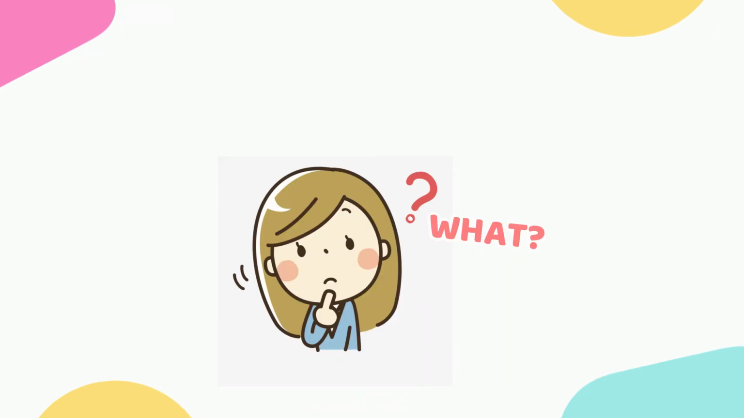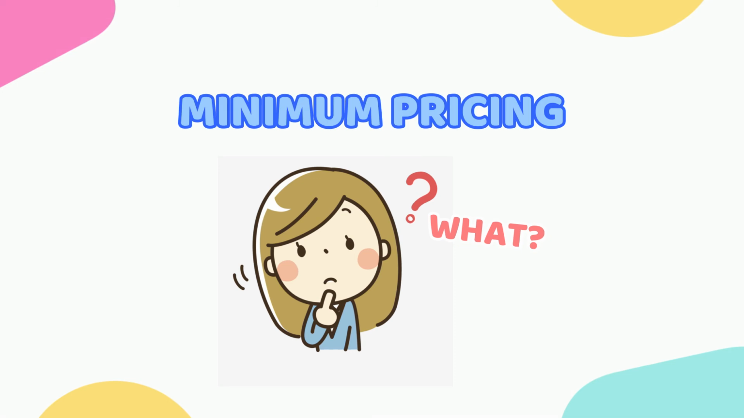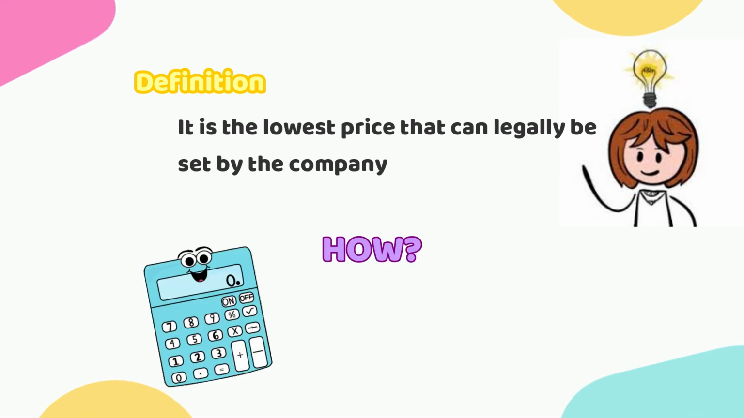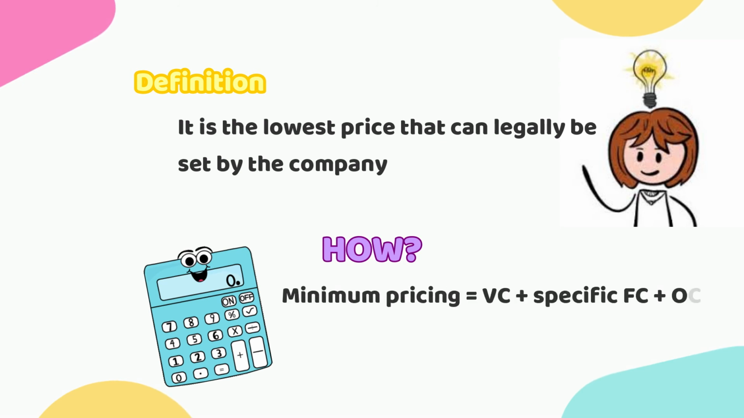Last but not least, we move to minimum pricing. What is the minimum pricing method? It is the lowest price that can legally be set by the company. How to calculate using the minimum pricing method? Variable costs will be added with specific fixed costs and opportunity costs.